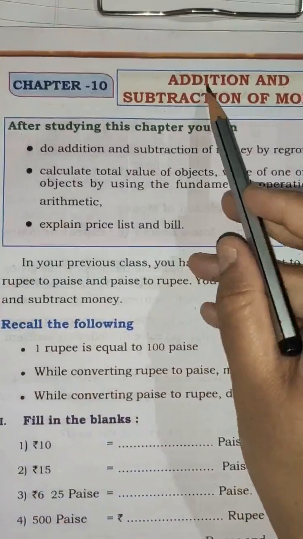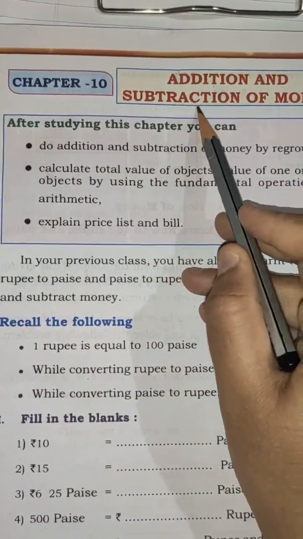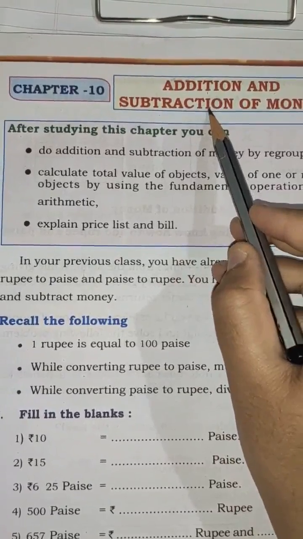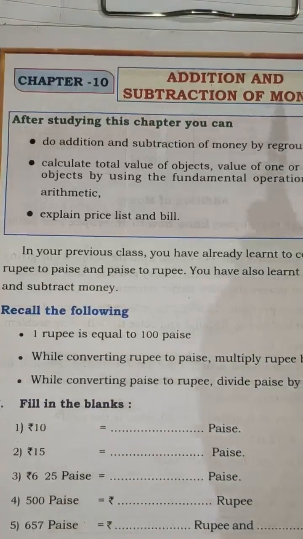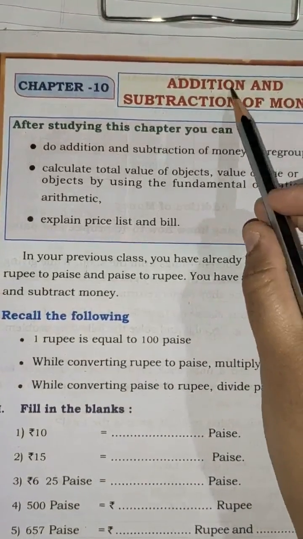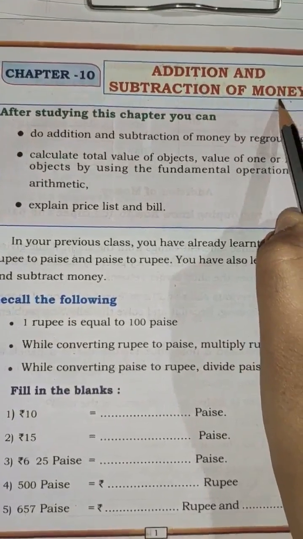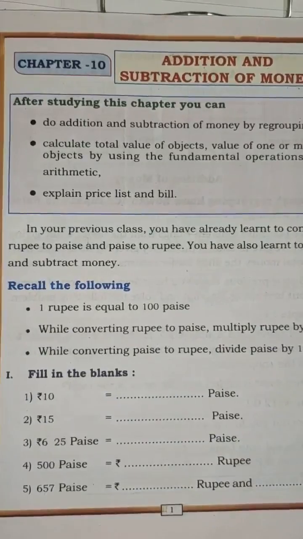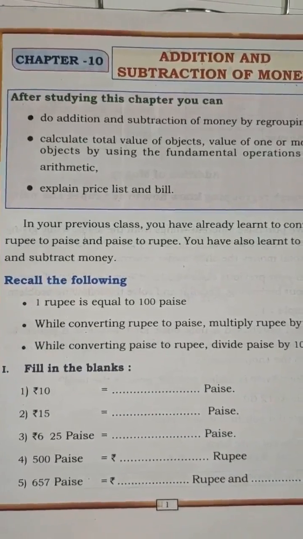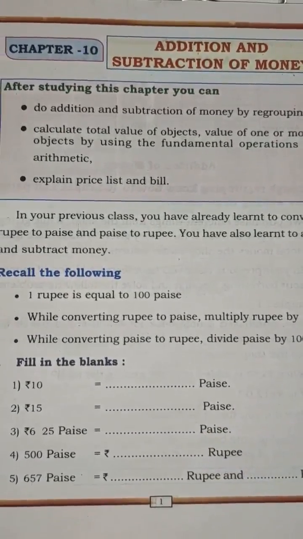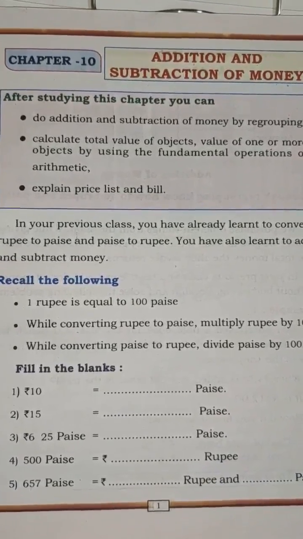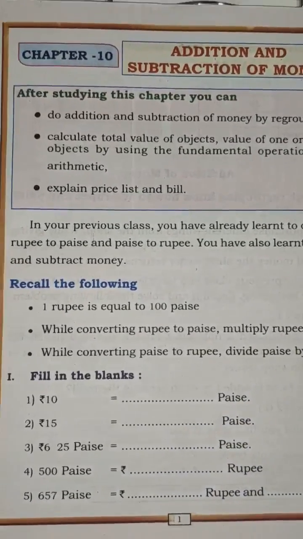Children, already you have done addition and subtraction. Yes, do you remember? Okay. Now we are going to learn how to add or subtract the money. Okay. So children, in the previous classes you have learned to convert rupee to paise and paise to rupee. So you have also learned addition and subtraction of money in the 3rd standard.